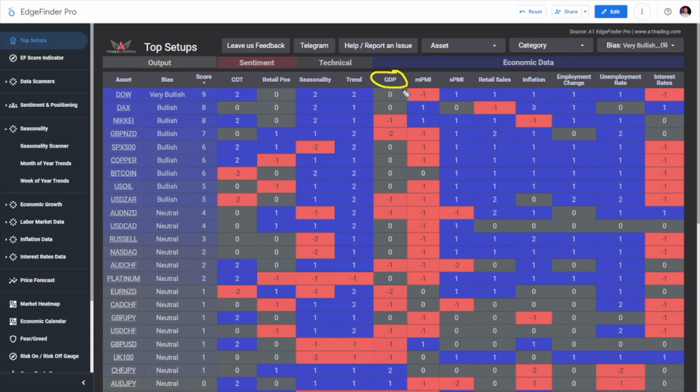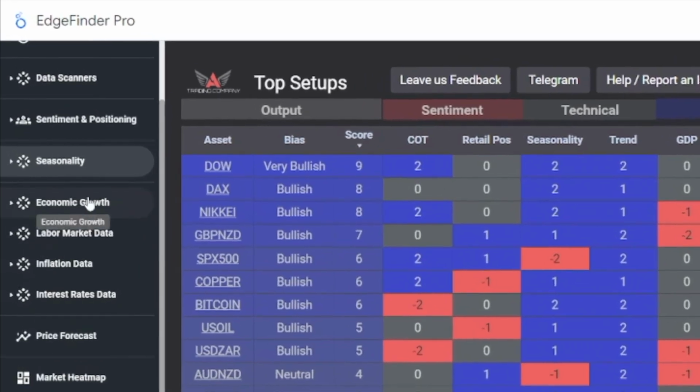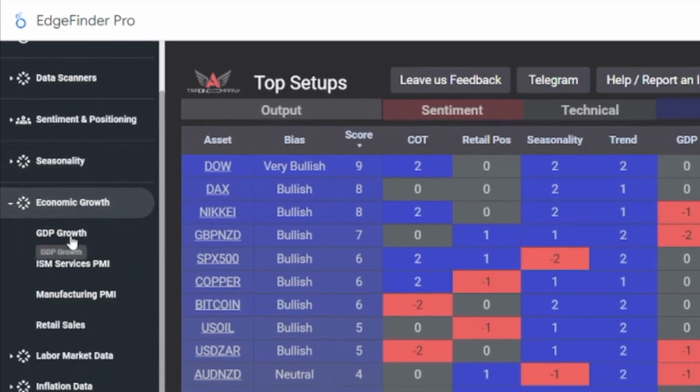Now, as you can probably guess, even with a simple level of understanding of fundamental analysis, you know that the economy and how fast it's growing is going to have an impact on currencies, commodities, and of course stocks as well. So to keep this section pretty easy, we do have things parceled out. You can head over on your navigation bar to economic growth, click this open, and select GDP growth.